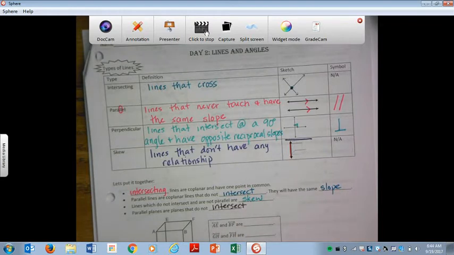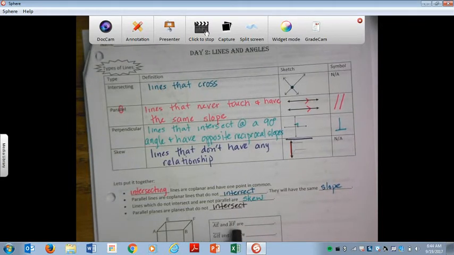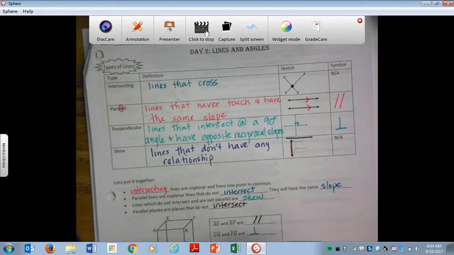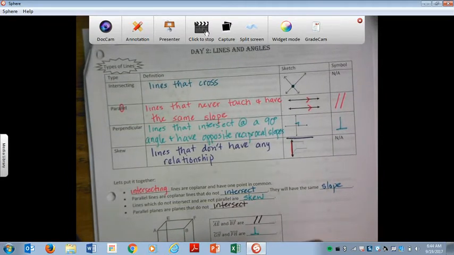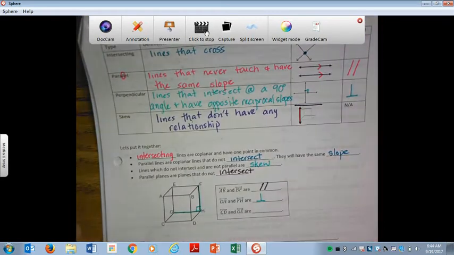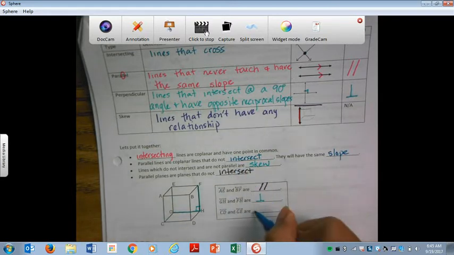So here it is. When you look at lines AE and BF, they are parallel. When you look at line GH and FH, they are perpendicular. Okay, they make that L and they make that 90-degree angle. Let's just show you GH and FH. So there it is. Okay. All right, and then CD and GE are skew. Okay, they do not intersect and they are non-coplanar.